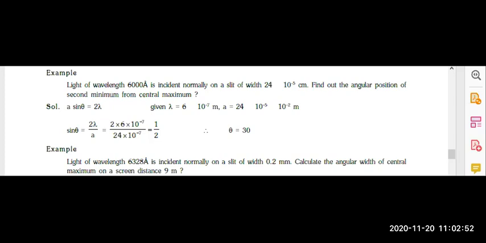हर्षा, कैलकुलेशन एरर हो गया तुम्हारा शायद. You just have to calculate 2 lambda by a. That's it. 2 lambda by a. So lambda is given. What is lambda? 6.328 नैनोमीटर में.